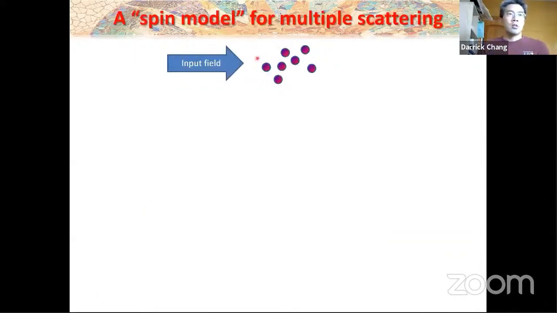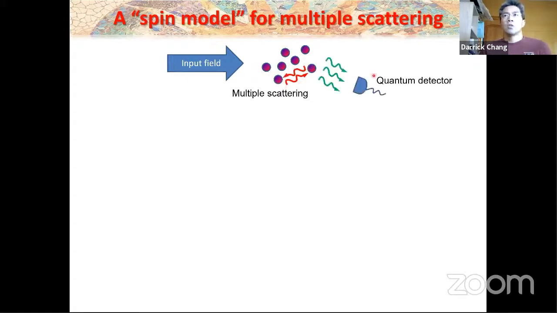Okay, so in terms of trying to develop a formalism, let me first explain the problem that we're generally interested in. So generally, we have a collection of atoms whose positions can be specified. I send in input fields. I want to allow for the possibility of multiple scattering of light between atoms. And then I'd like to be able to calculate any quantum correlation function of the outgoing field in space and time.